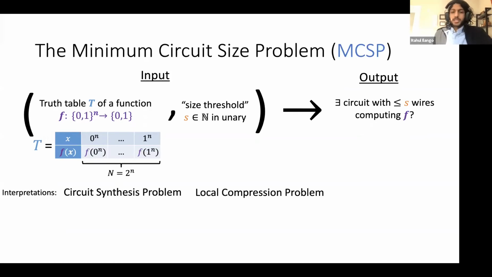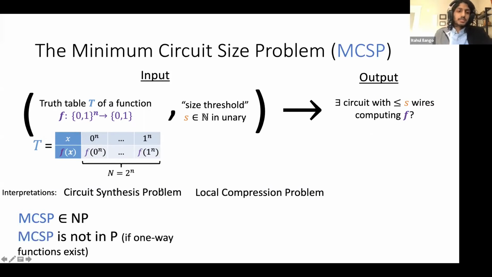And so what do we know about the complexity of this problem? Hopefully it's not too hard to see that this problem is in NP. If you want to witness that a function has a circuit of size at most s, you can just hand over that circuit of size at most s. And because you're given this whole truth table and you're given the size threshold s in unary, you can actually go in and check, okay, does this circuit actually compute this function?